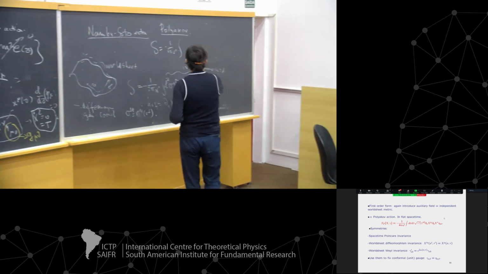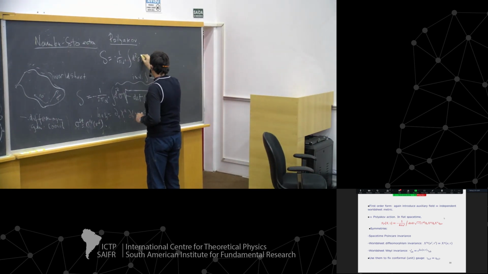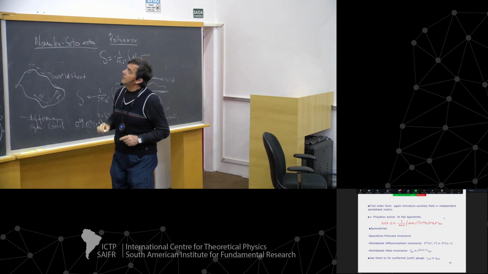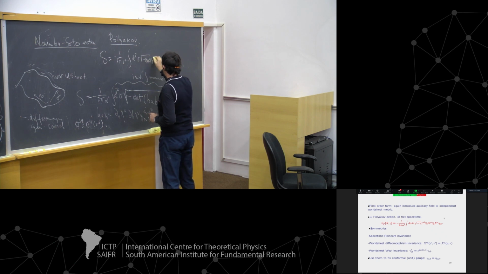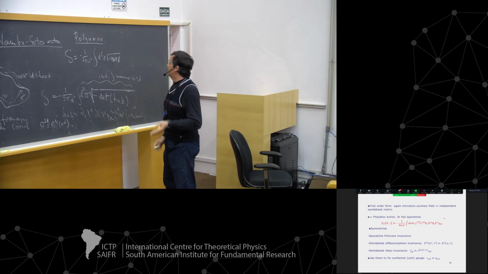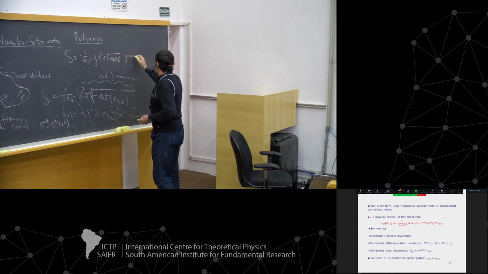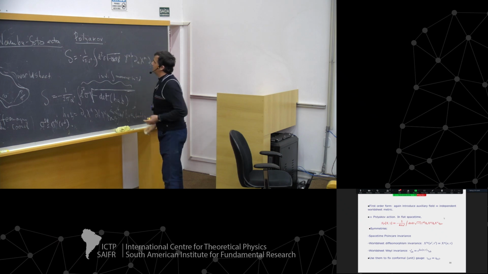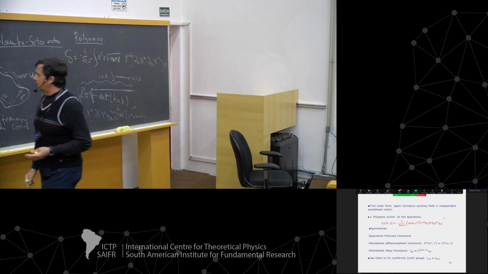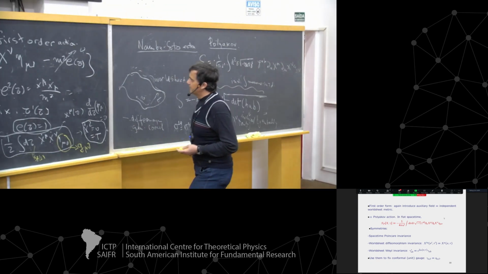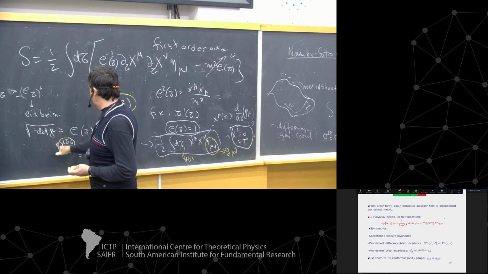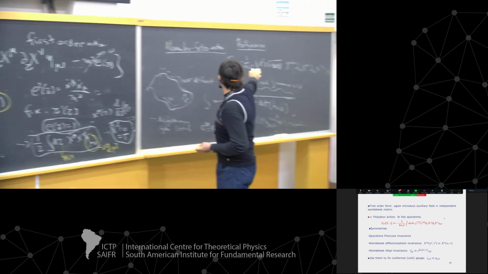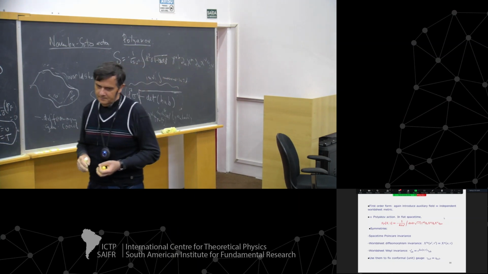So I have d2 sigma square root of minus determinant gamma, and then gamma AB, dA x mu, dB x nu, g mu nu. So it's really this kind of action. Here, E-1 stood for square root of determinant gamma times gamma inverse, and here it is the same thing.